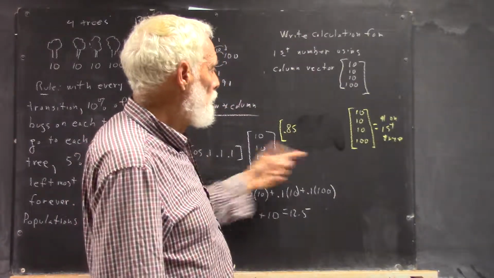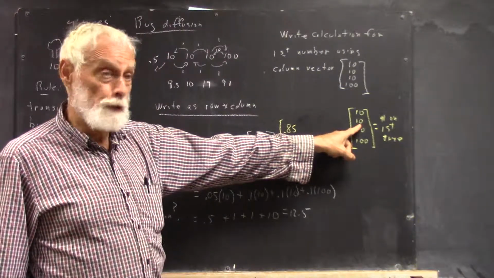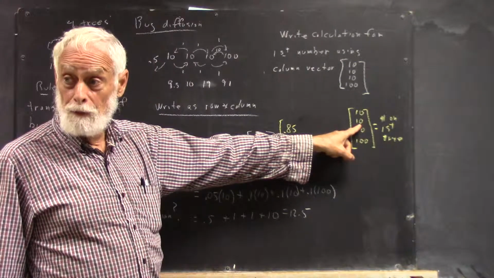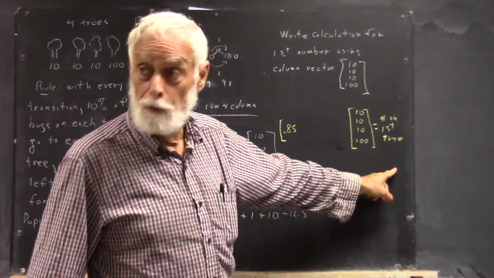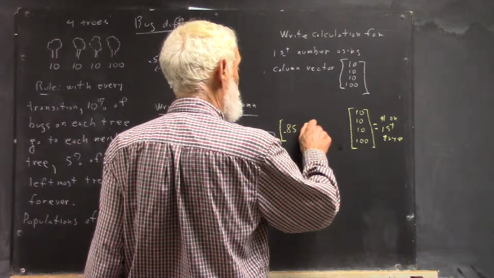Now, what would we multiply by the population of the second tree to get its contribution to the first tree? 0.1, 10% of them, right? Because 10% of these bugs will be on the first tree. So we'd better multiply this 10 by 0.1.